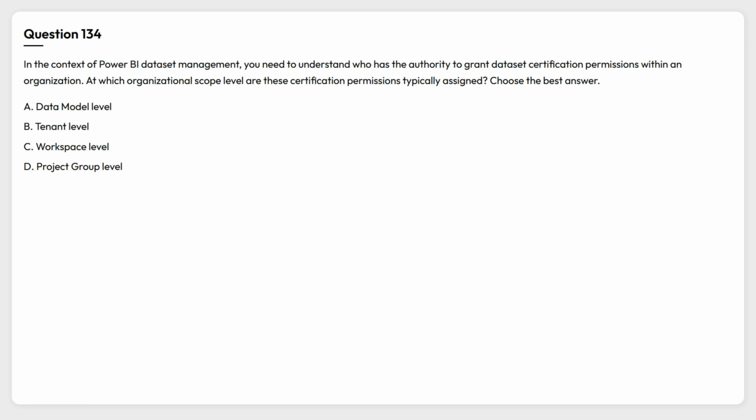Question number 134. In the context of Power BI dataset management, you need to understand who has the authority to grant dataset certification permissions within an organization. At which organizational scope level are these certification permissions typically assigned? Option A, data model level. Option B, tenant level. Option C, workspace level. Option D, project group level.